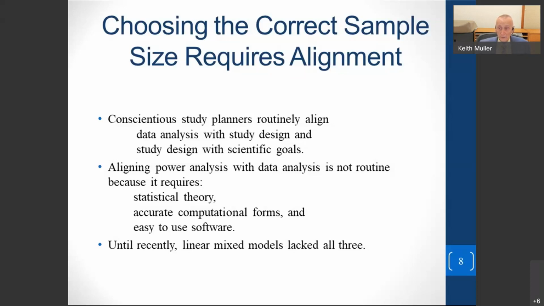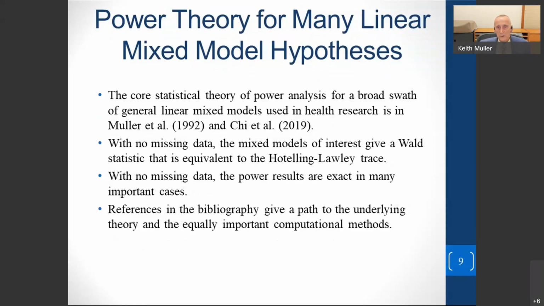First, the statistical theory may not exist. And second, if the theory exists, there may not be good computational forms to do the calculations needed. And then finally, you need to have, I say easy to use, but it also must be accurate software. Until recently, in the history of science, linear mixed models lacked all three of those. But today we're better off.